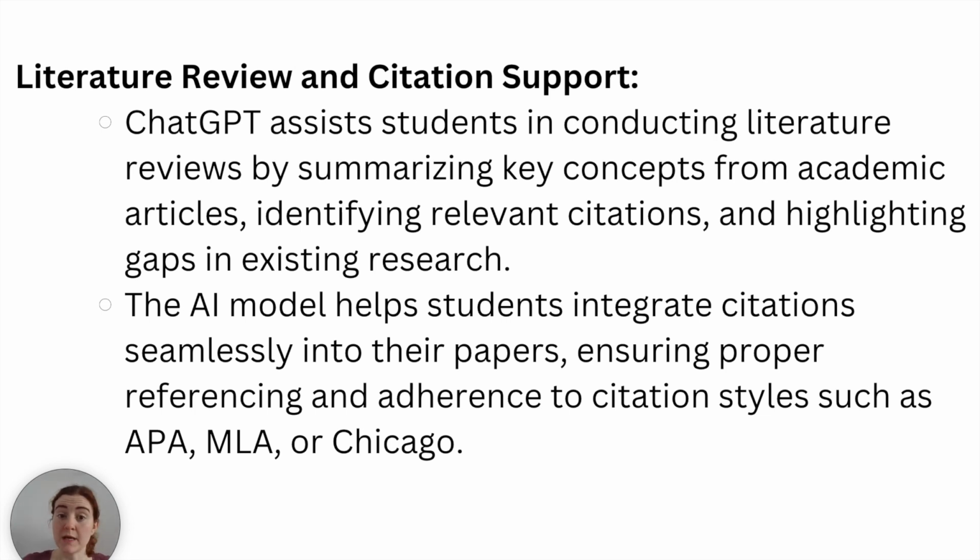Students often struggle with writing literature reviews and citing their sources. ChatGPT can be used in order to help write a literature review by summarizing key concepts from longer and difficult academic articles. You can also, as a student, identify relevant citations and highlight some gaps in between the different research articles that you have collected. The AI model helps students to integrate their citations a little bit more seamlessly into their papers, something many students struggle with. And it also helps students to really abide by the style guidelines their university has chosen, whether that's APA, MLA, or Chicago.